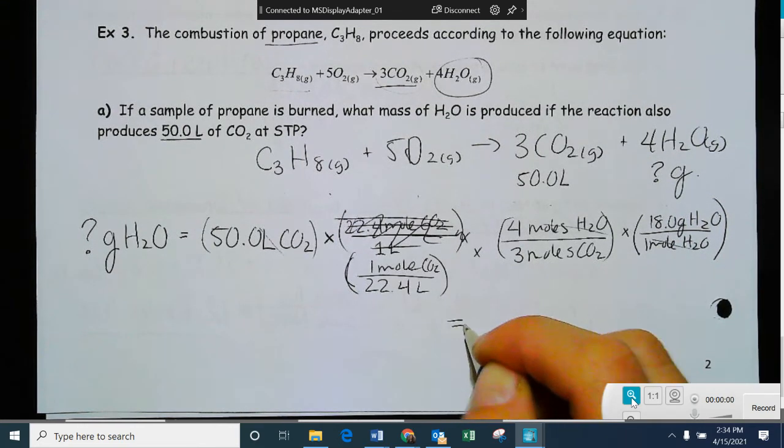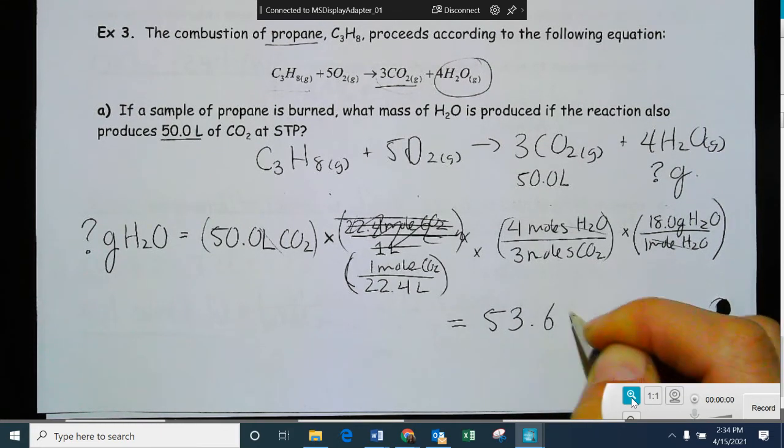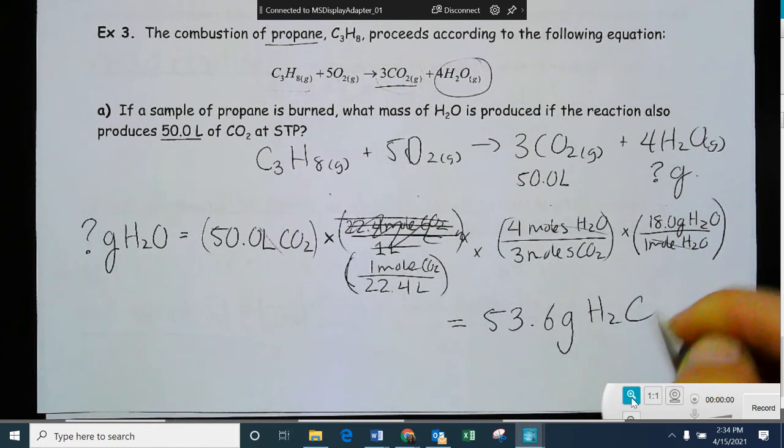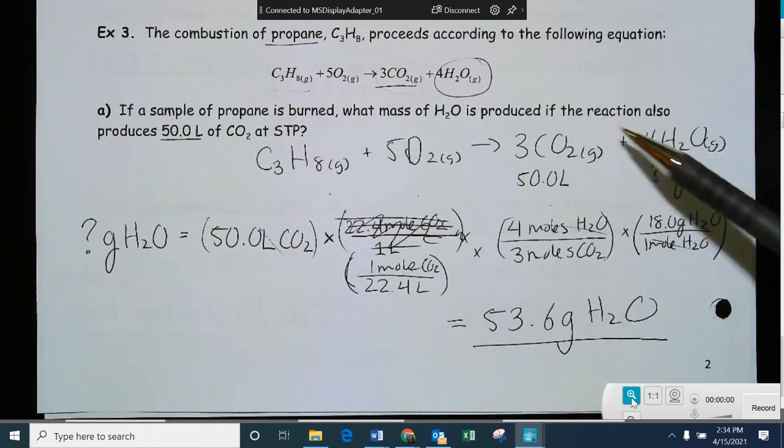So at the end there, we are going to be left with 53.6 grams of water. So that is how many grams of water are produced if you take the time to measure out 50 liters of carbon dioxide gas produced. Whew, that's a lot. Okay. Any questions about this process?